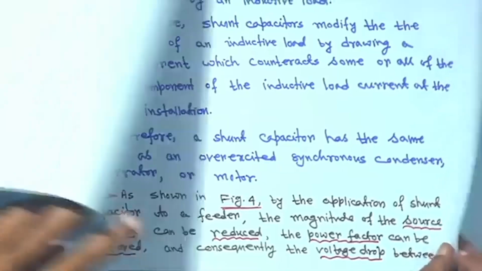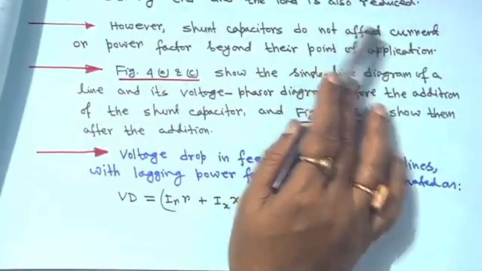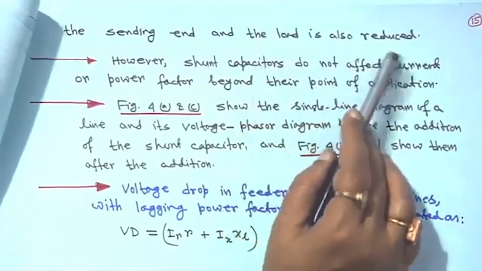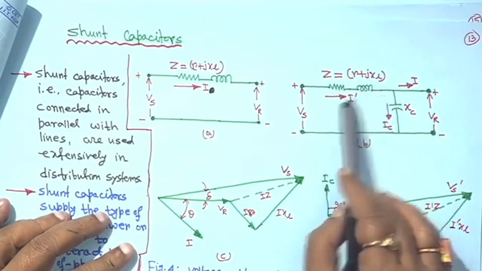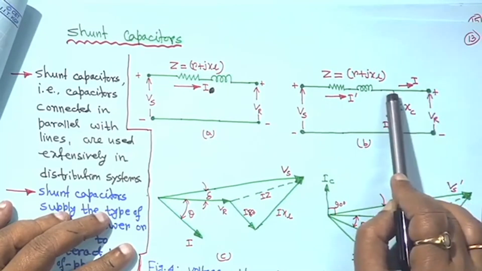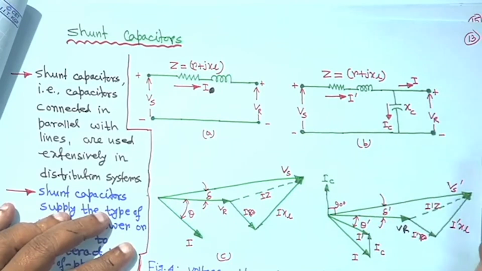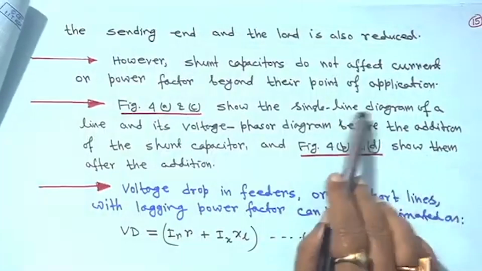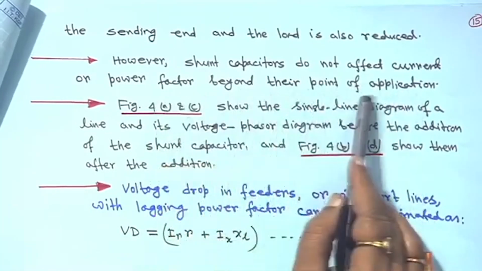Consequently, the voltage drop between the sending and receiving end is also reduced, because of this capacitor the voltage drop will reduce, because this current is getting decreased. So, I dash into R plus jXL will decrease. Therefore, this point remains the same, so at this point the receiving end voltage will improve, though not much, but it will improve. However, shunt capacitors do not affect current or power factor beyond their point of application.